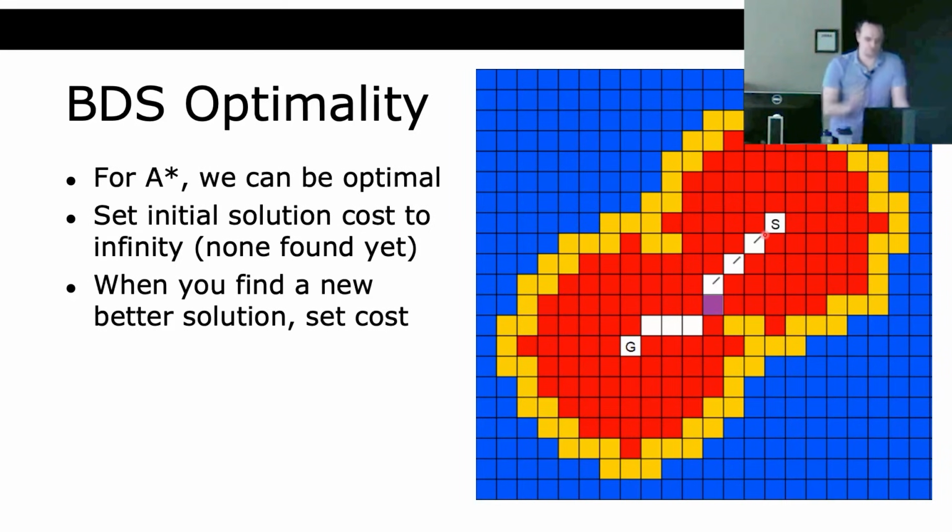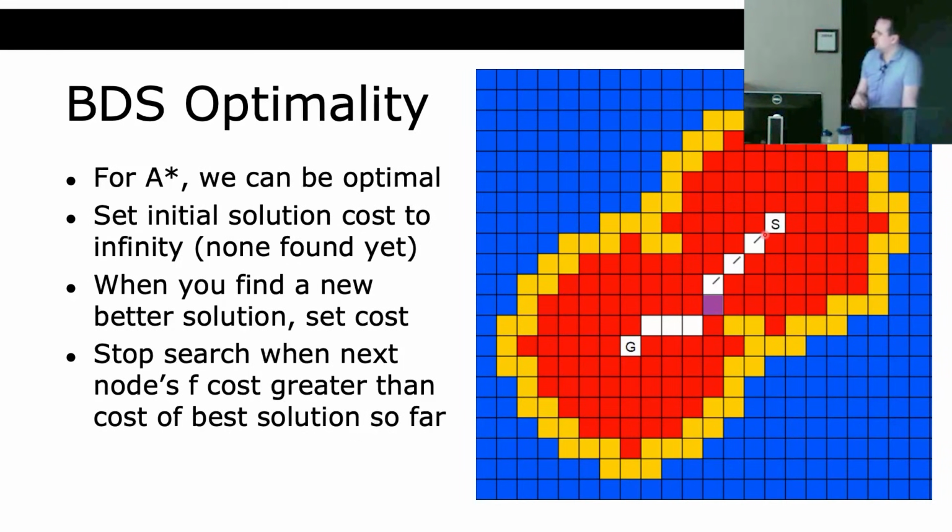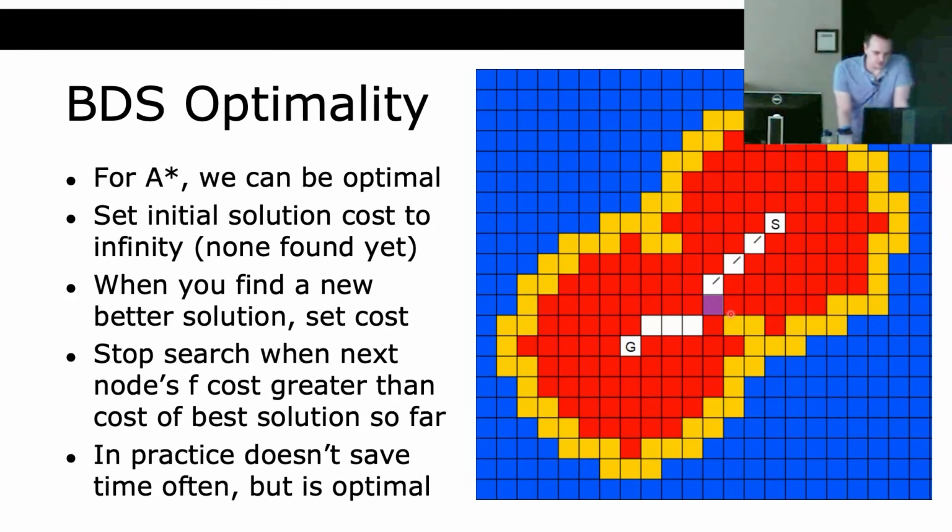Now, I'm going to stop when the next node's F cost is greater than the best solution so far. Why? Because A star guarantees me I'm searching everything with an F cost less than the optimal path, right? So if the node's F cost that I pull from either open list is greater than any path cost that I've found so far, I know that I must have found the optimal solution because I've searched everything up to a path that's worse than this one, okay? So in practice, this doesn't save time, but it is optimal.